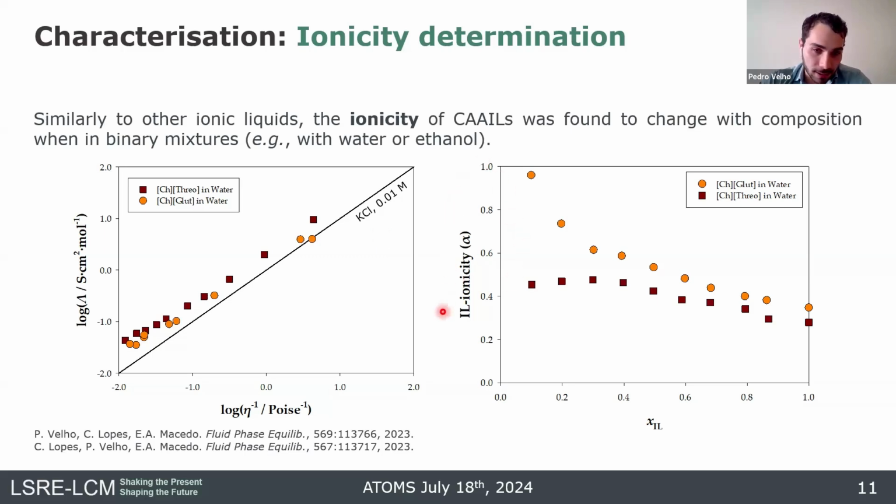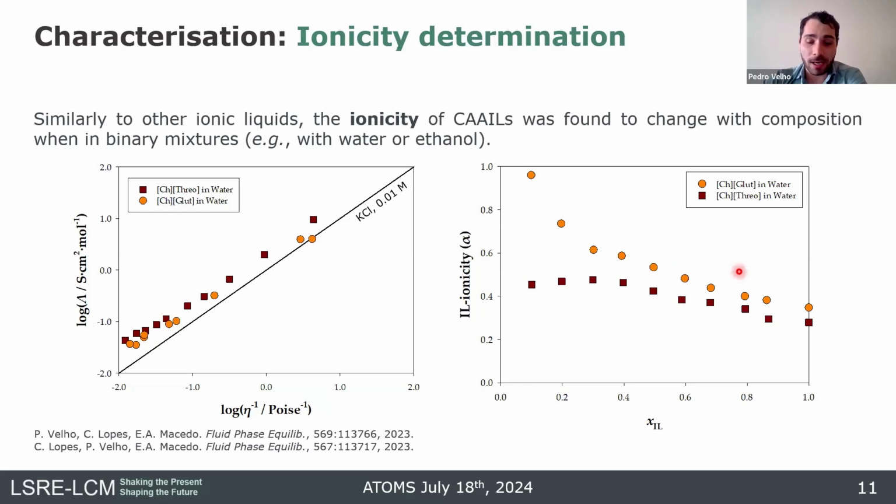And if we take a look at this plot here, in which you have IL ionicity and the mole fraction of ionic liquid, we can see that choline glutamate is actually more dissociated than choline threonate, and this is due to the larger polarity of the glutamate ion compared to the threonate ion. So since water is a polar solvent, it more easily solvates glutamate compared to threonate. And actually, this result is very funny.